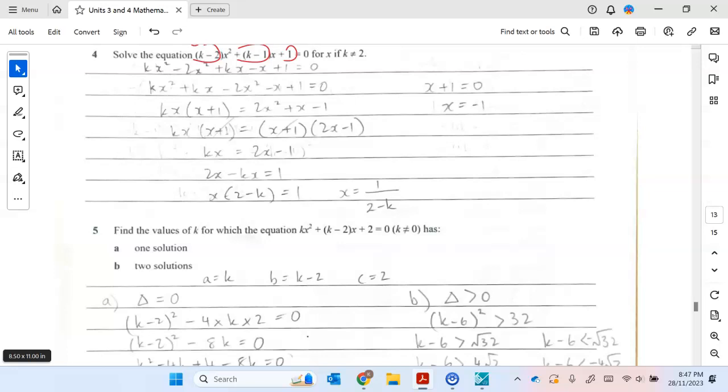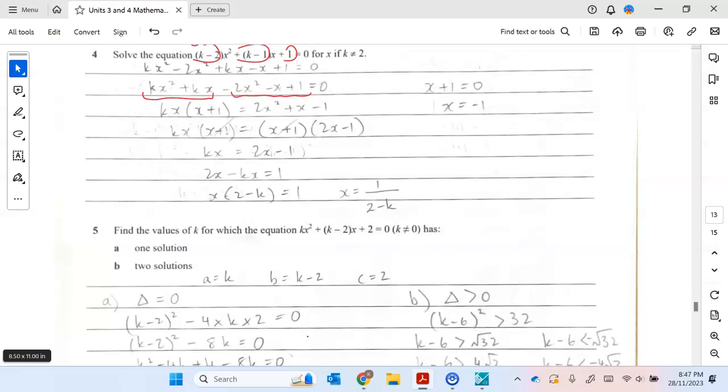I did these solutions last year for Head Start, so I've got to refresh my memory of what I've done. Expanding the first bracket, we get kx squared minus 2x squared, and then expanding the second bracket, we get kx minus x, and then plus 1. Bringing your like terms together, we've got our k terms at the front, and everything else over here. Bringing those k terms together means you can bring out k as a common factor. You could also bring out the x.